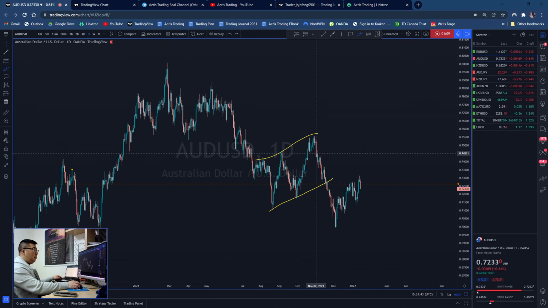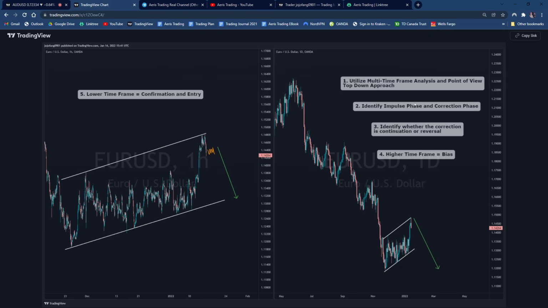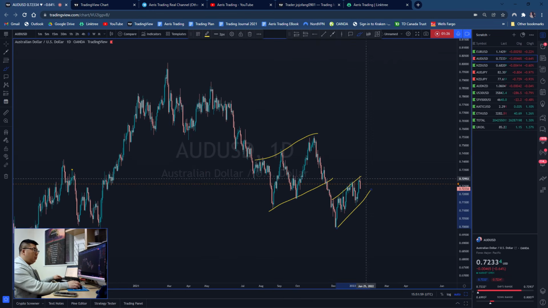And what is the latest impulsive phase? Well, clearly this is the latest impulsive phase. And we can pinpoint the next correction, as we can see another bearish flag continuation. So we identify the impulsive phase, we identify the corrective phase, and we're going to identify whether the correction is a continuation or a reversal.